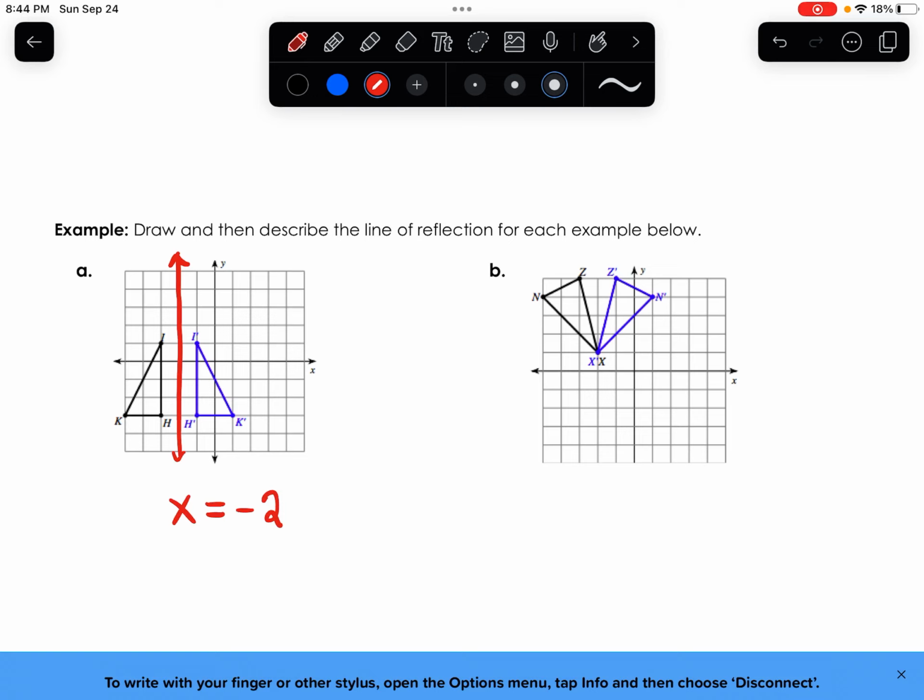Okay, for example B, my line is actually going to go directly through that point, X and X prime, right? If it's folded over that point, those images are going to match. So in this one, I also drew a vertical line at x equals -2.